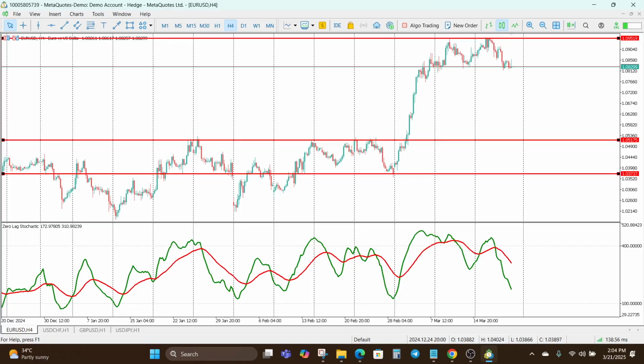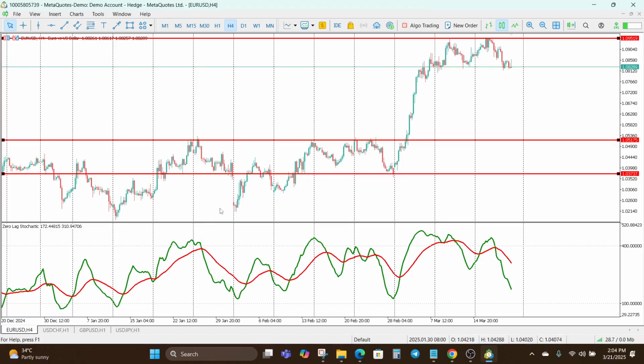The zero lag stochastic is versatile and works across different trading styles. Scalpers can use it on maybe 1 minute, 5 minute, 15-minute charts to catch quick reversals. Day traders can use it on maybe the 30 minutes or 1 hour chart for intraday setups. Then swing traders can probably use it on the 4 hours or the daily charts to spot major reversals. It's actually useful in both trending and ranging markets, but traders need to be cautious when markets are highly volatile.